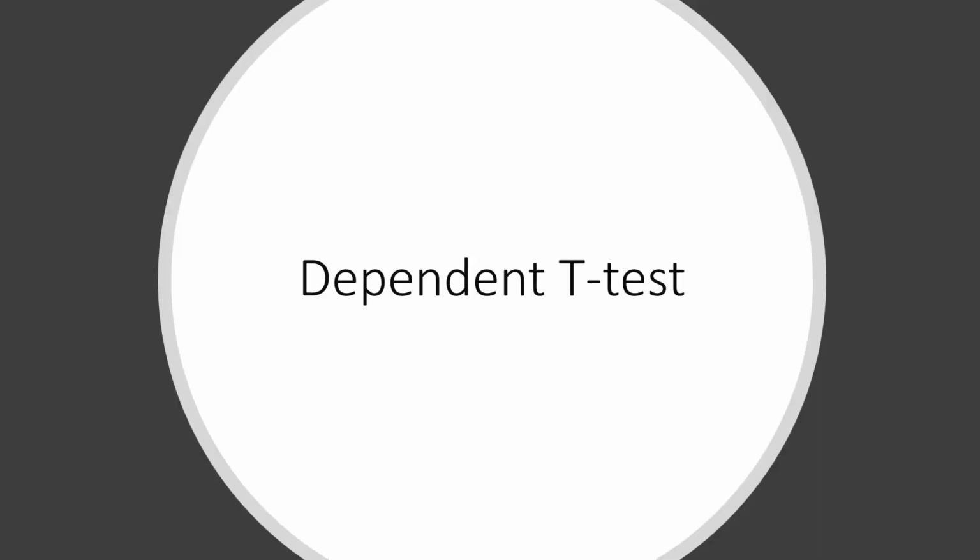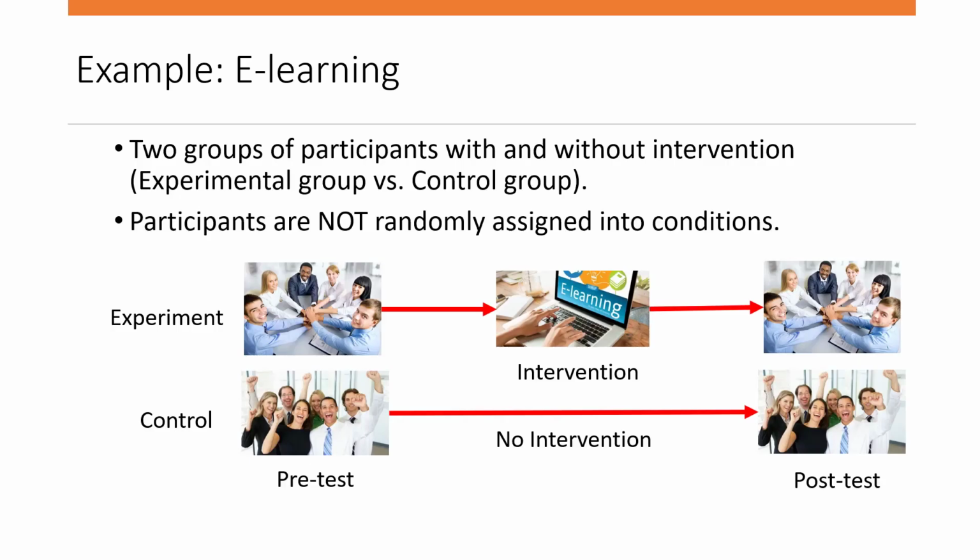Next, let's learn about dependent sample t-test. We will take the same example of e-learning, but this time we will not compare two scores between different groups. We will compare pre-test and post-test scores within the same group. We want to use the dependent t-test to test whether the experimental group improved their computer skills between their pre-test and the post-test. We would expect that the experimental group would have higher computer test scores in the post-test compared to the test scores in the pre-test because of the e-learning intervention.